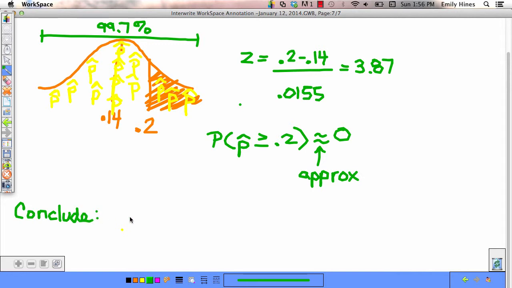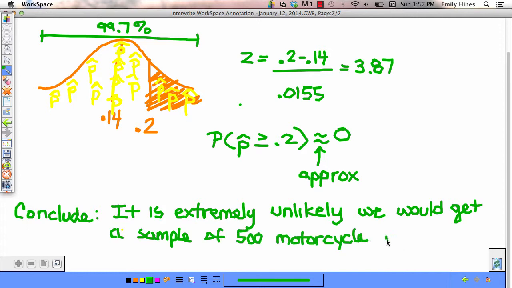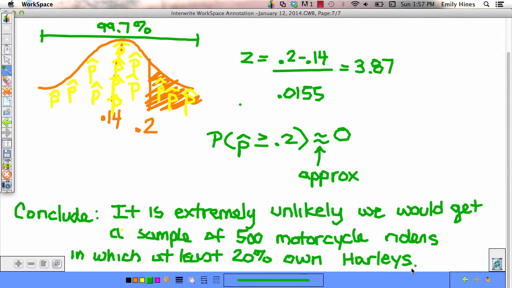And what we're going to say in our conclusion is, it is extremely unlikely we would get a sample of 500 motorcycle riders in which at least 20% own Harleys. Okay, so there's two examples of using the normal approximation of p hat.